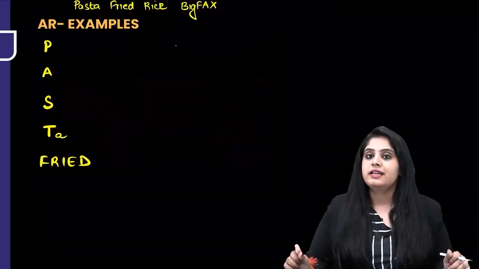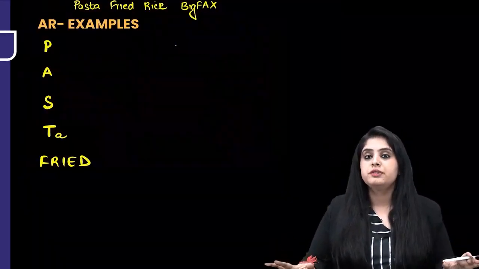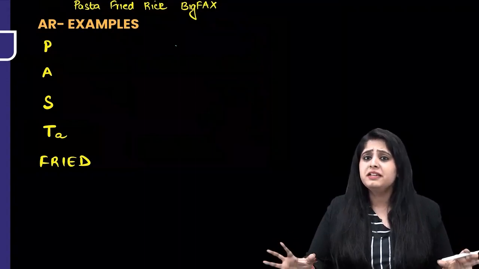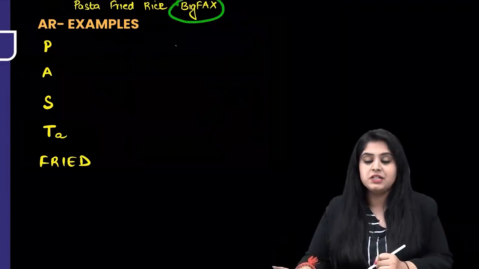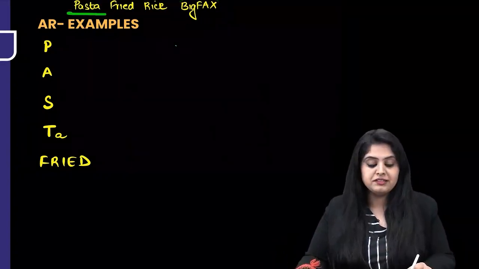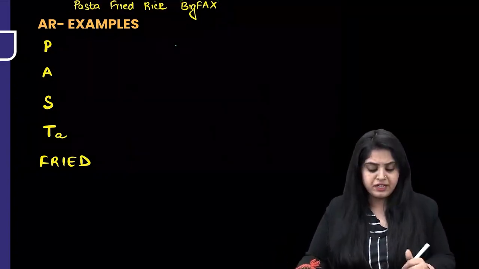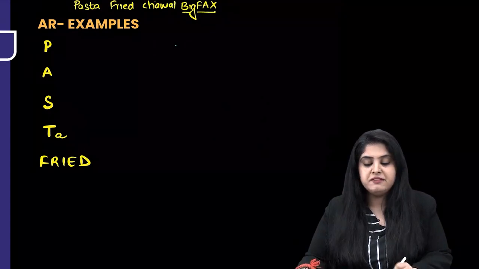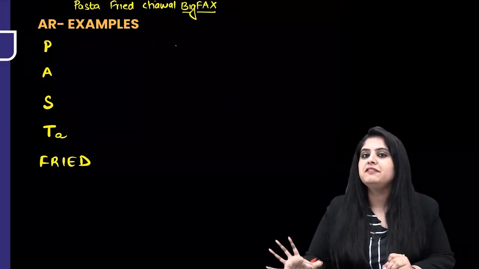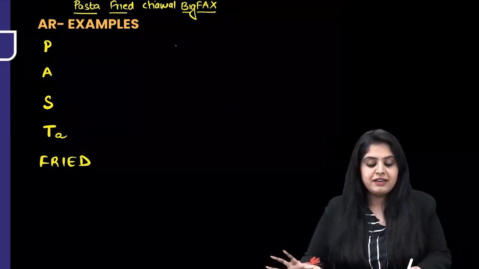Now let's begin with the next part, and that is the mnemonics of autosomal recessive disorders. I'm going to place a big fat order for autosomal recessive disorders. And what is that big fat order? That big fat order is of pasta and fried rice. Instead of rice, I'll just use the Hindi word for rice, and that is chawal. So that is your mnemonic. I am placing a big fat order of pasta and fried chawal.